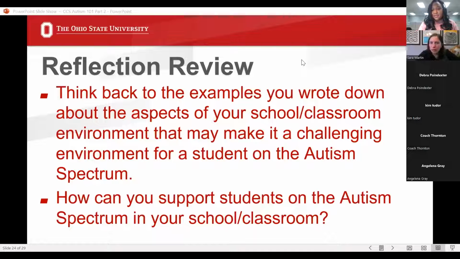The chat's moving pretty quickly. Thank you for all of these. These are great supports that can help our students on the spectrum, or really any student in the classroom. I really like this one, providing a visual of de-escalating strategies for those in need. So having those visuals for their other supports in place for them is helpful.